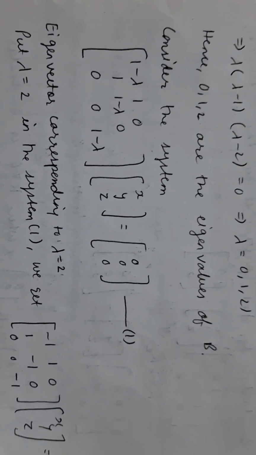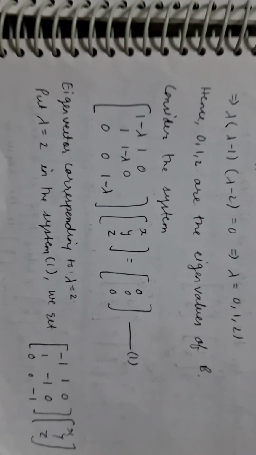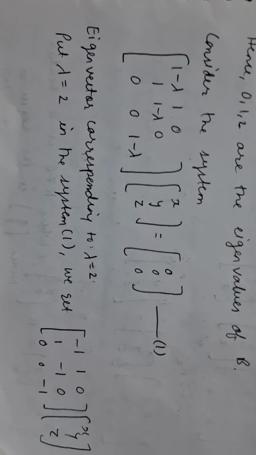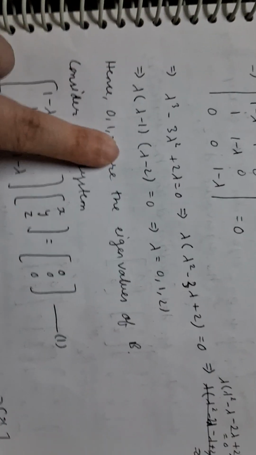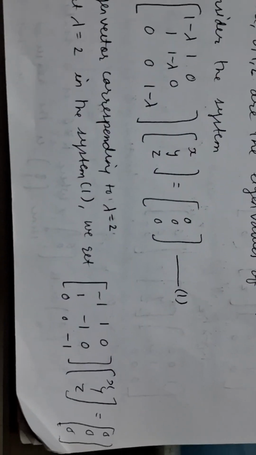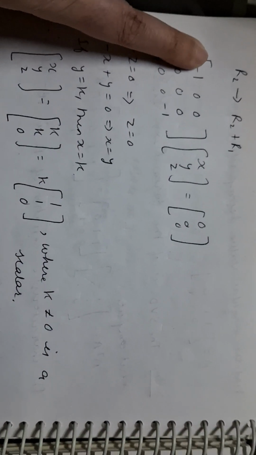Now supposing we consider the system, that is B into x, y and z would be equal to 0. So for each particular lambda we calculate the corresponding eigenvector. So we put lambda equal to 2, say, in the first one. Then we just substitute 2 over here, and on solving and using some elementary row operations, that is, we take the second row to be equal to the sum of the second and the first row. So on solving this equation, you can see that we get z is equal to 0 and minus x plus y is equal to 0, which implies x is equal to y.